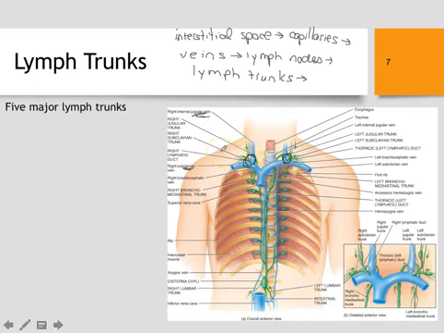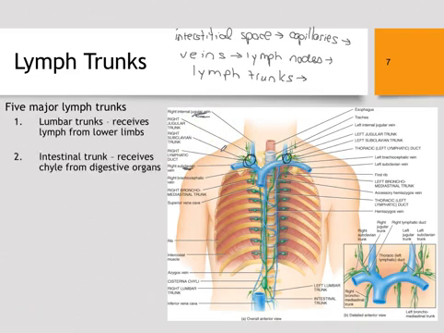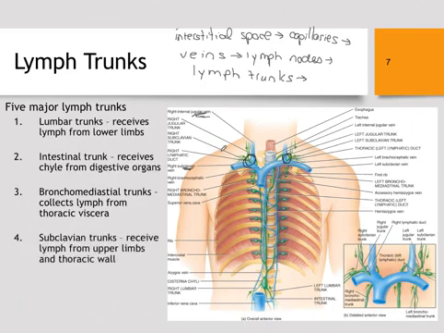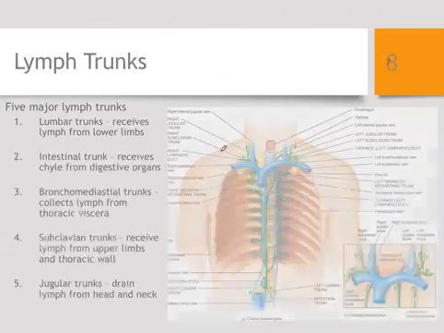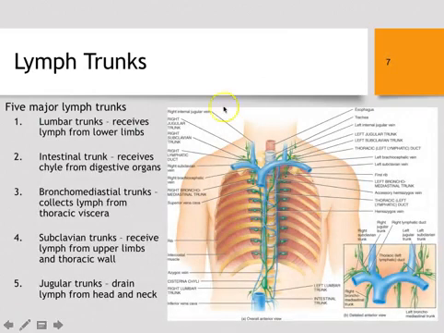Okay. So there are 5 major lymphatic trunks. There are the lumbar trunks, the intestinal trunks, the bronchomediastinal trunks, subclavian, and jugular ones. So let's just take a quick look at these. The lumbar trunks are so-called lumbar simply because they're in that lumbar vertebra area. So not surprisingly, these are receiving lymph from your lower limbs.